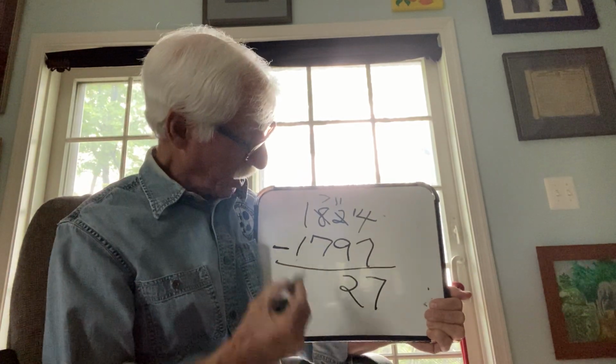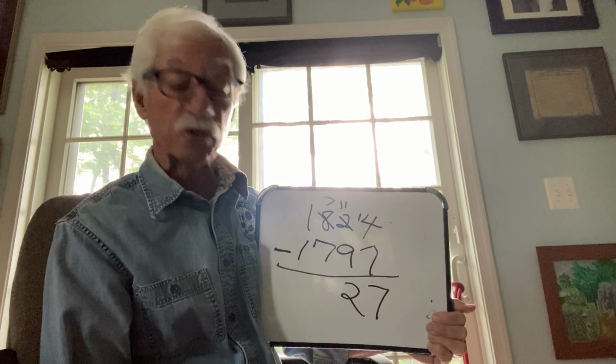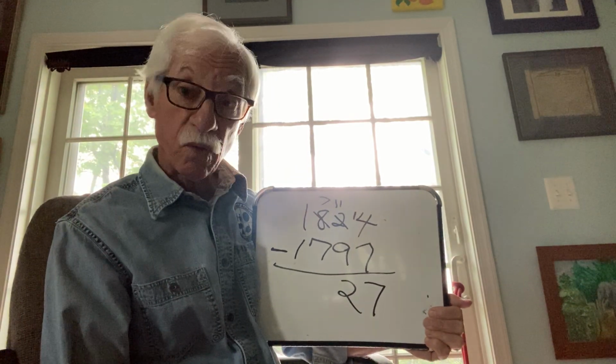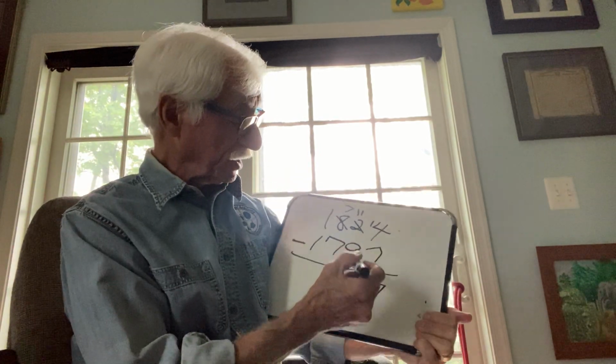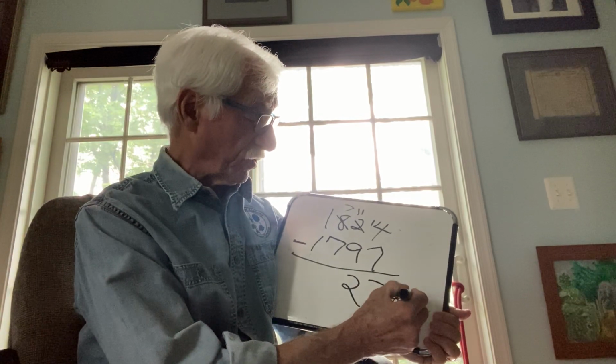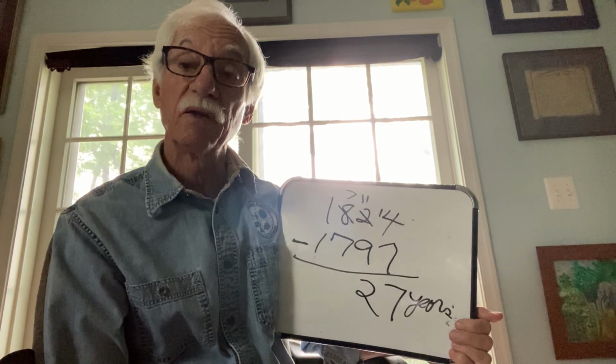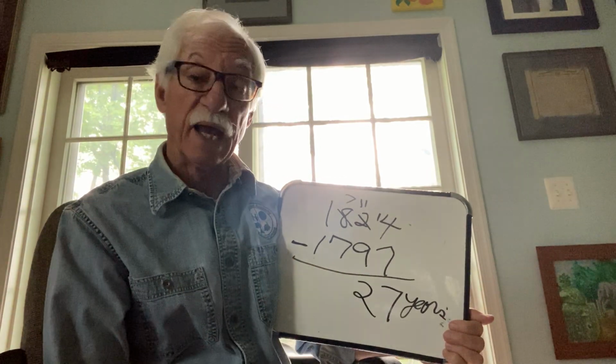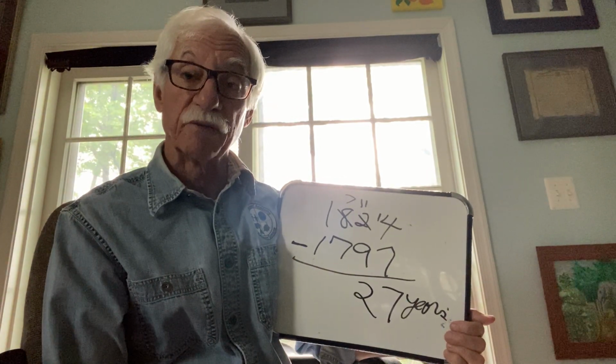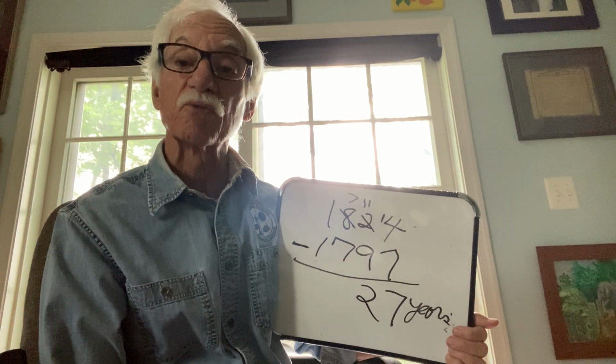No. 1 unit in thousands, take away 1 unit in thousands. Do I need to put a 0 there? No. So my answer is it was 27 years between the time 1824 when John Quincy, the son, was president, and his dad, John, was president in 1797. So it's a subtraction problem.